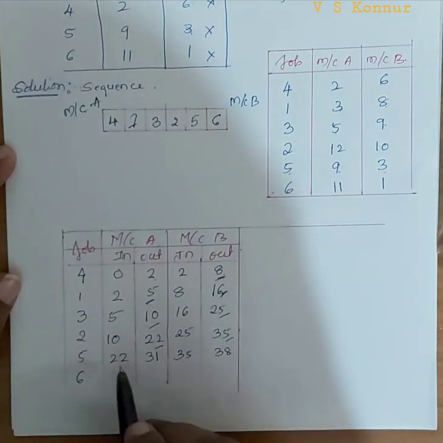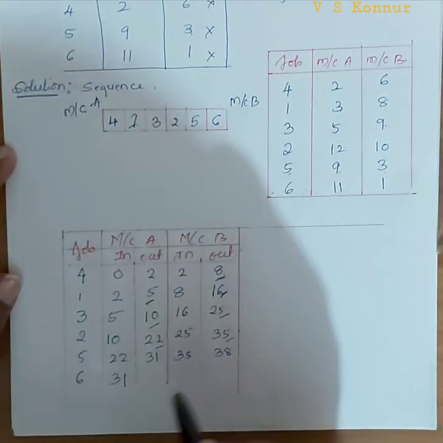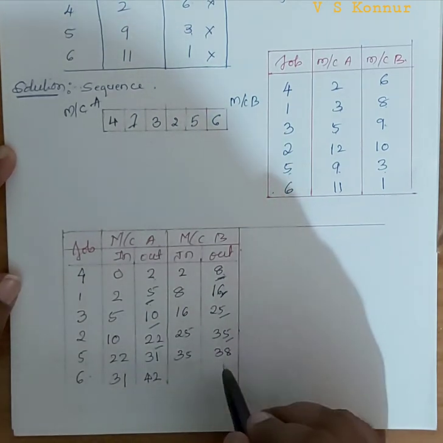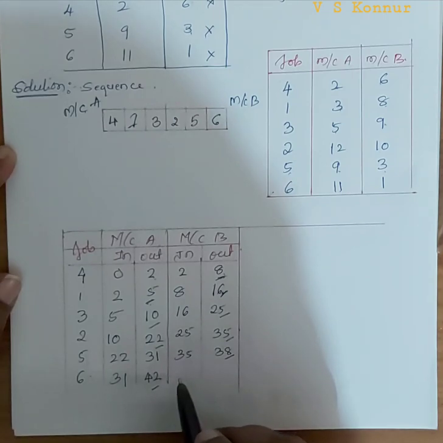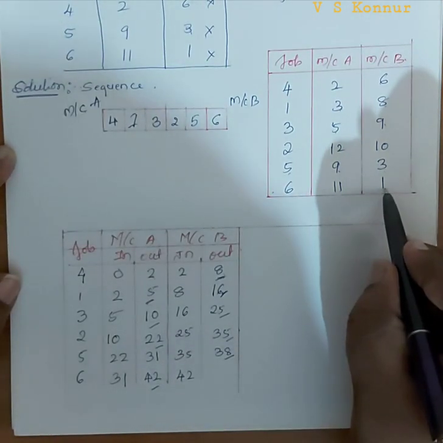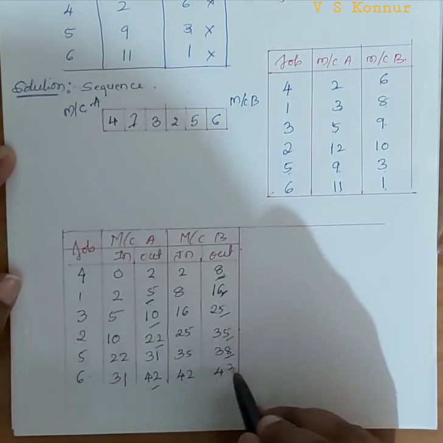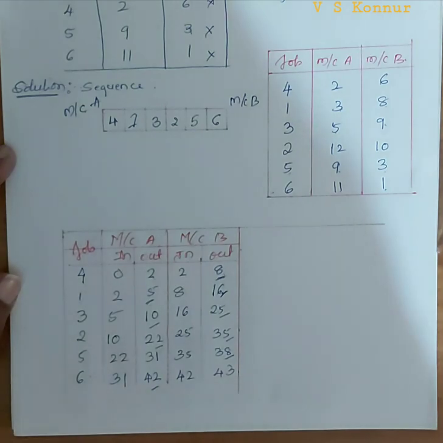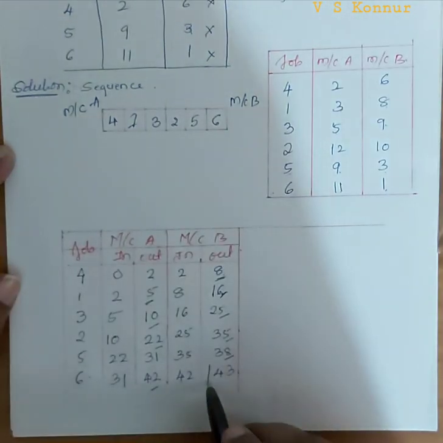Now, the sixth job enters after 31 and it requires 11 hours to complete. 11 means 42. Compare 42 and 38. 42 is highest. 42 plus 1 hour, that is 43. So this is how to solve the problem. And what they have asked is the total elapsed time. So this is nothing but the total elapsed time.